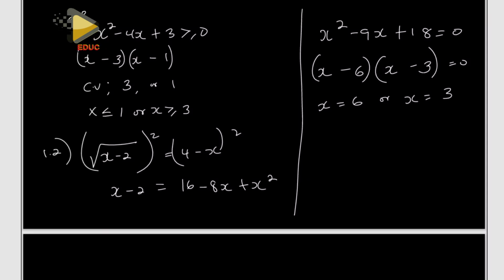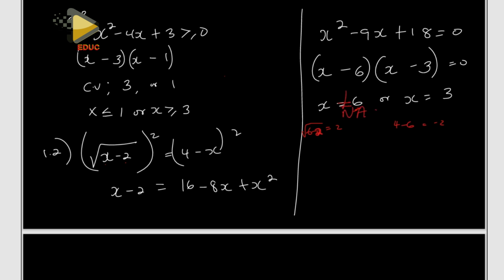Okay, so let me see. If our x is 6, it's going to be 6 minus 2, which is a 4. Then the square root of 4 must give us a 2. Let's see on the right hand side, it's 4 minus 6, which is negative 2. So this is not applicable.